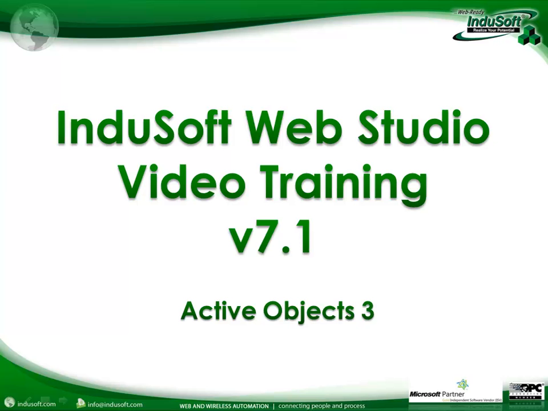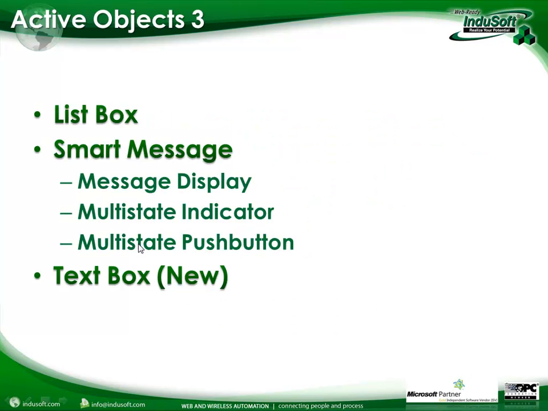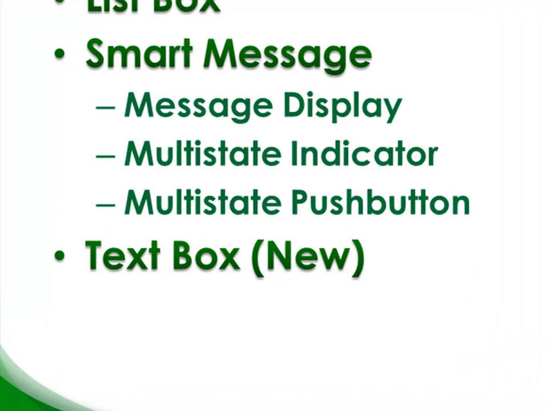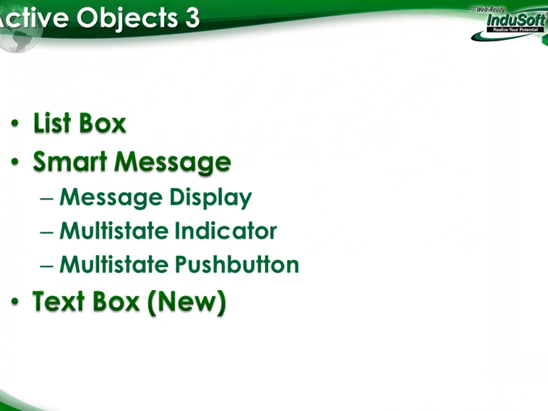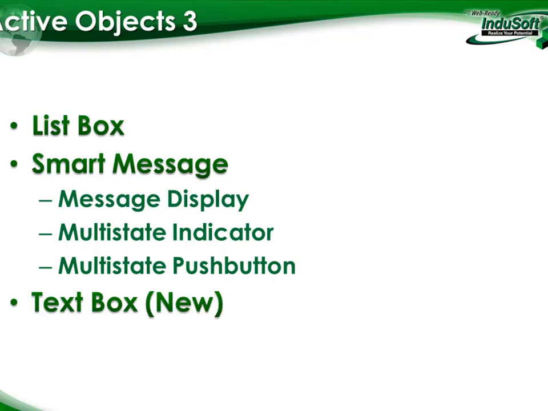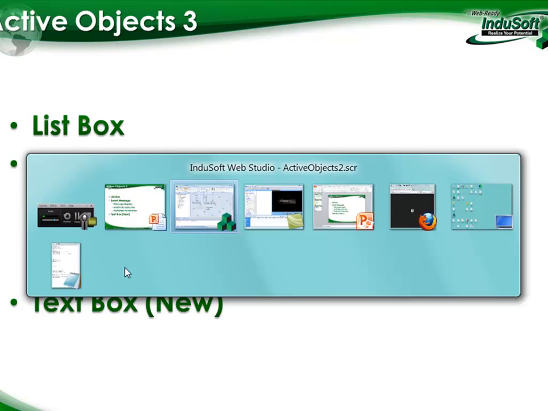In this video, we're going to cover the active objects called ListBox, the Smart Message, which is actually comprised of 3 different types: the Message Display, MultiState Indicator, MultiState PushButton, and a new object called the TextBox. So let's flip on over into that.